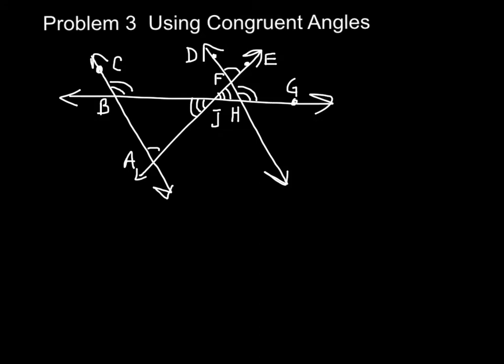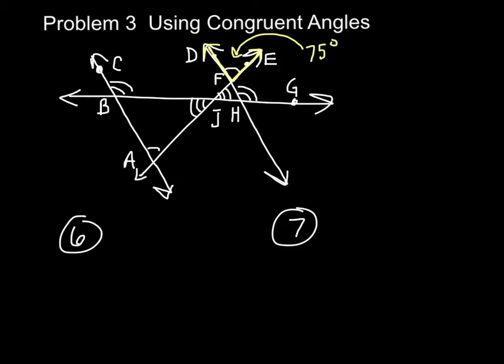In problem 3, we're going to use congruent angles. We're going to do number 6 and number 7. I've already drawn the figure that you see in your book. In number 6, it says the measure of angle EFD, that's this angle right here, is 75 degrees. Find the measure of JAB. JAB is this angle right here. Because they have the same number of arcs, we know that they're congruent. So the measure of angle JAB is also equal to 75 degrees because they are congruent.